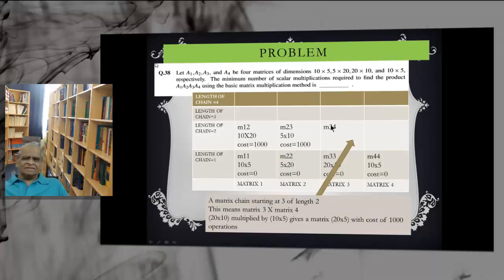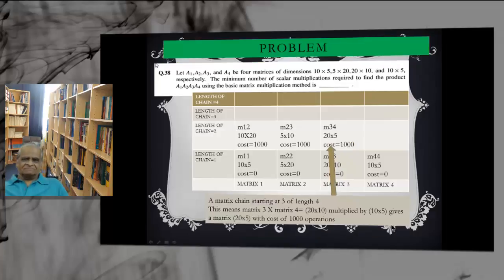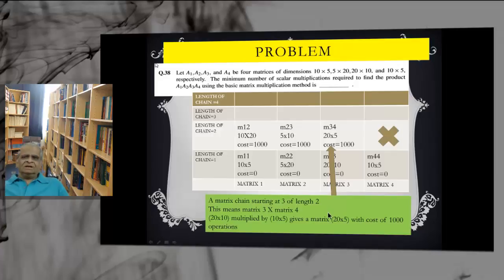The matrix chain starting at 3, ending at 4, of length 2. Matrix 3 into matrix 4, 20 into 10 multiplied by 10 into 5. That's going to cost 1000 operations. Here we have the chain of length 2 starting at 3, ending at 4, costing 1000 operations and yielding a matrix 20 into 5 as a result. That will be the maximum we can have of length 2, since starting at 4 with length 2 does not arise.